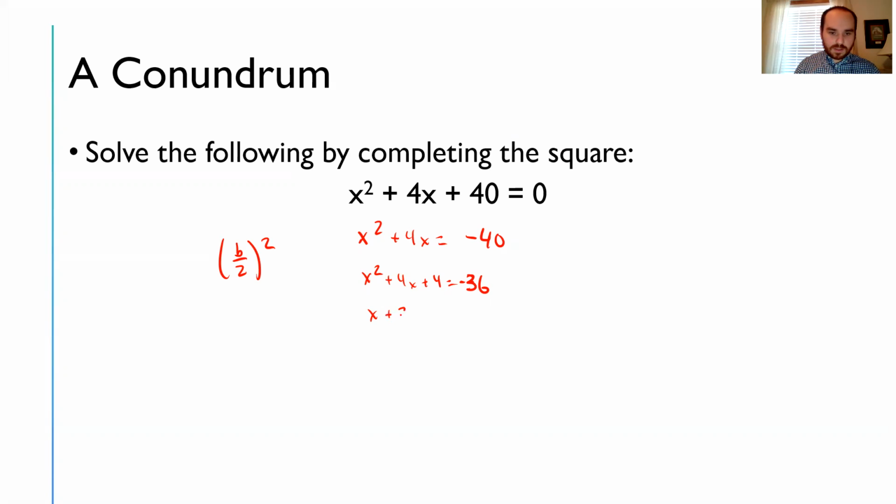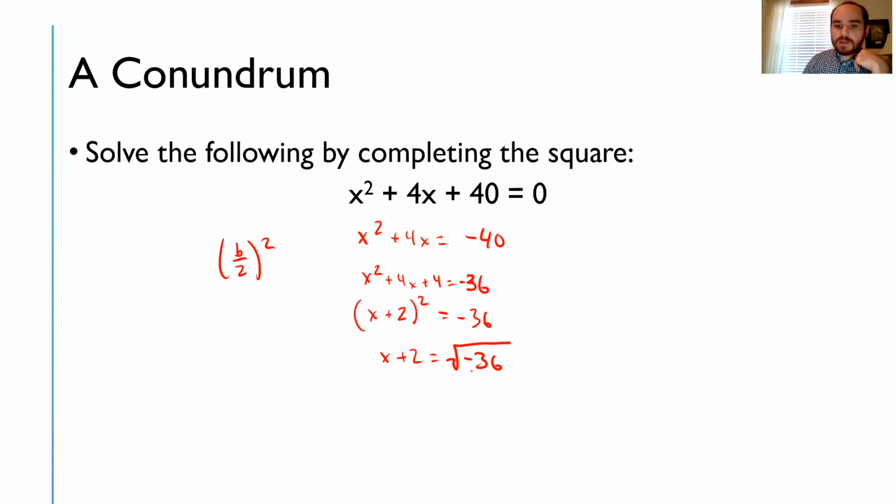X plus 2 squared. X plus 2 times x plus 2 would give us x squared, plus 2x plus 2x plus 4. So that's our breakdown of that one, equals negative 36. Then we take the square root of both sides. We get x plus 2 equals, and then we run into this, the square root of negative 36.